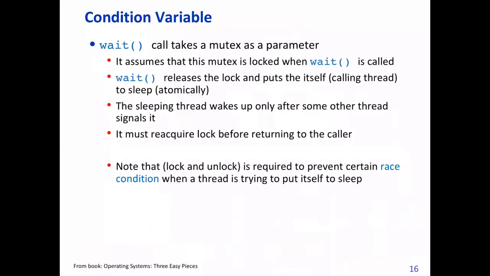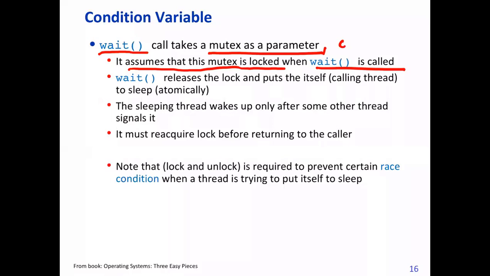Okay, all right. So now we can look at wait in detail. The wait call takes a mutex as a parameter, one parameter, the other is of course the condition variable c. Okay. Now what happens is the mutex is locked when wait is called. We'll see why.